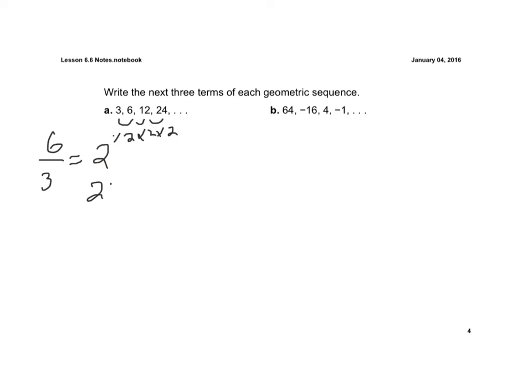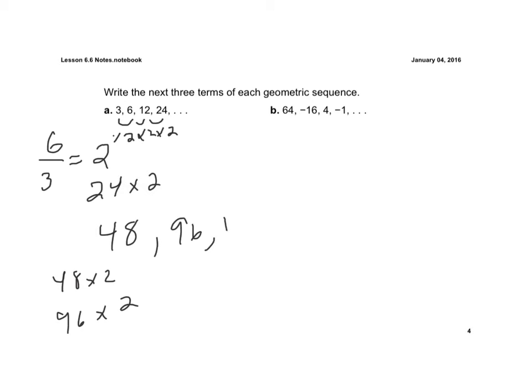So now if I take 24 times 2, that'd be 48. Now I'm going to take 48 times 2, that'd be 96. Now I'm going to take 96 times 2, and that's going to be 192. And those are the next 3 terms of my sequence.